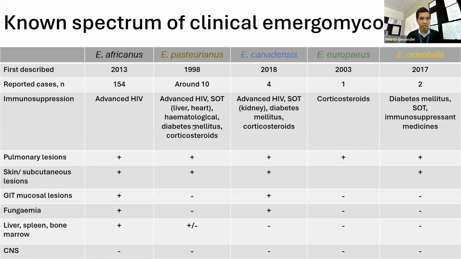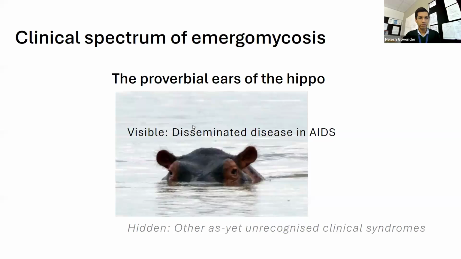Now, CNS involvement seems to be incredibly uncommon. And so to date, we've not found any cases of meningitis or space-occupying lesions. Not to say that they don't exist, but they've just not been described.